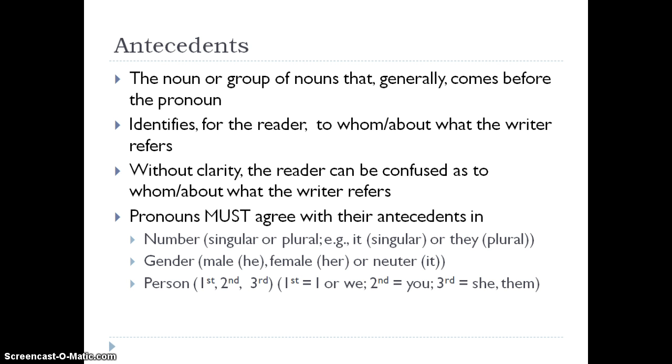Remember, pronouns must agree with their antecedents in number, gender, and person. In other words, if the antecedent is singular, the pronoun must be singular. If the gender of the antecedent is female, the pronoun must be female. If the pronoun is in the third person, the antecedent would have had to have been in third person as well.